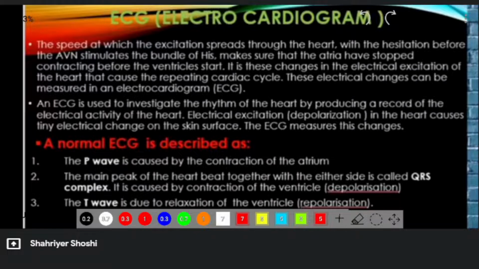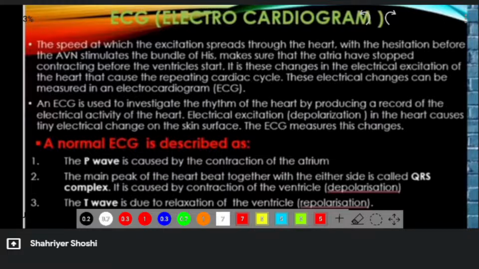Now, the electrocardiogram is basically the graph I showed you. It measures the speed of the spread of excitation through the heart, or the hesitation before the AVN is stimulated. These things are measured in a cardiogram, based on which doctors can say whether you have a problem in your heart or not. So that is basically it.